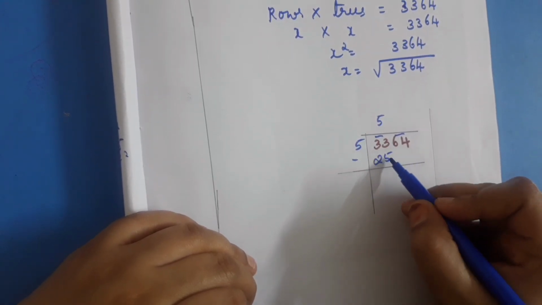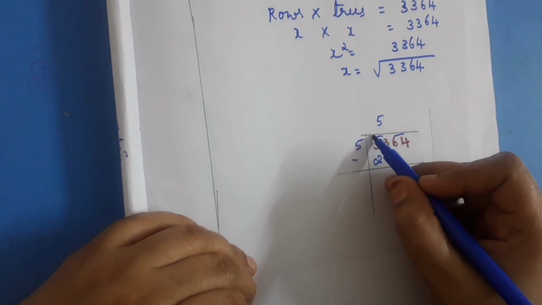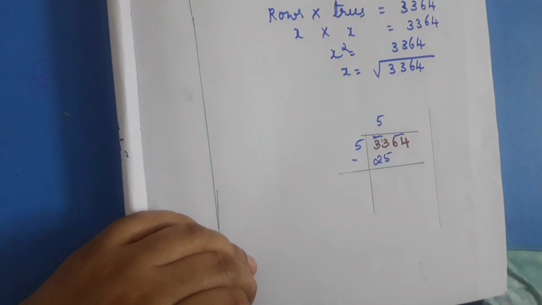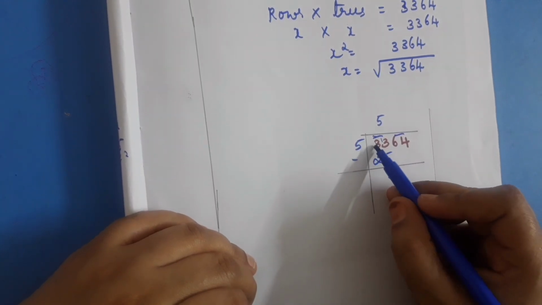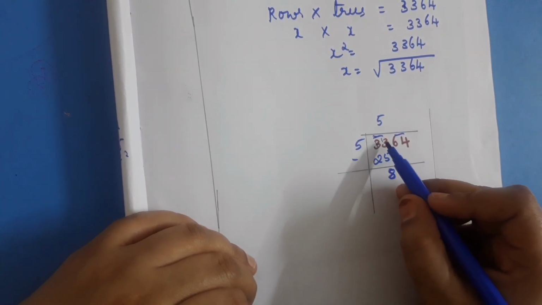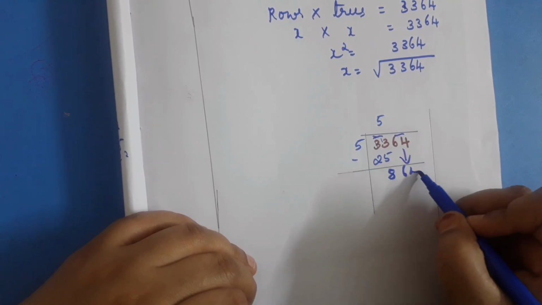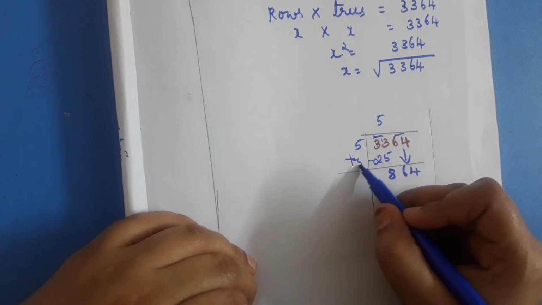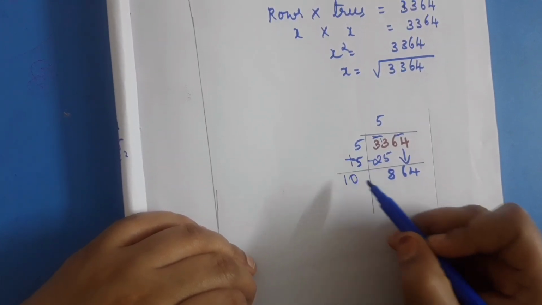Now 3 minus 5 we can't subtract, so borrow 1 from here. It becomes 13 and this becomes 2. So 13 minus 5 is 8. Now the 3 has become 2 because it gave 1 to its friend. 2 minus 2 is 0. We bring down 64. And here, the plus symbol, the same number we have to add, plus 5. 5 plus 5 is 10.